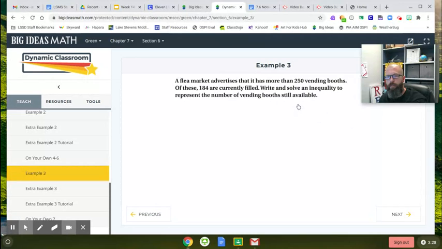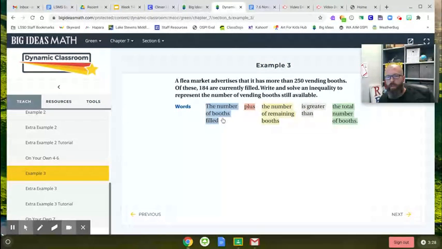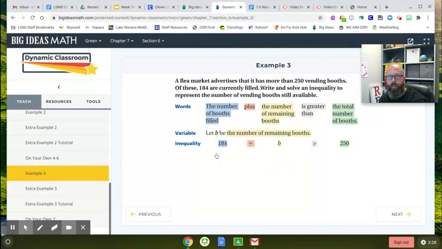Okay, so let's break it down into words. The number of booths filled plus the number of remaining booths is greater than the total number of booths. Let B be the number of remaining booths. So we have 184, total number of booths filled, plus B, number of remaining booths, which we don't know what that is, greater than 250 because it has more than 250 booths.